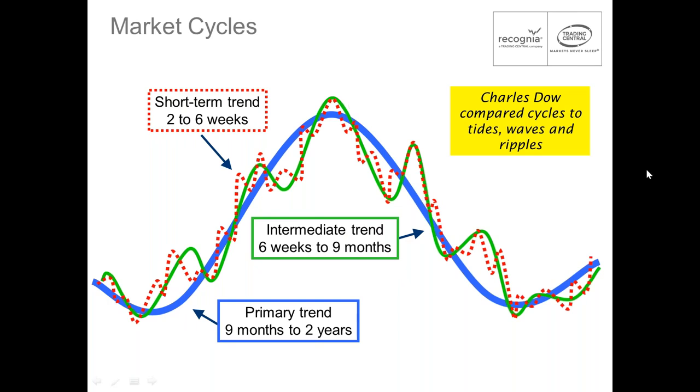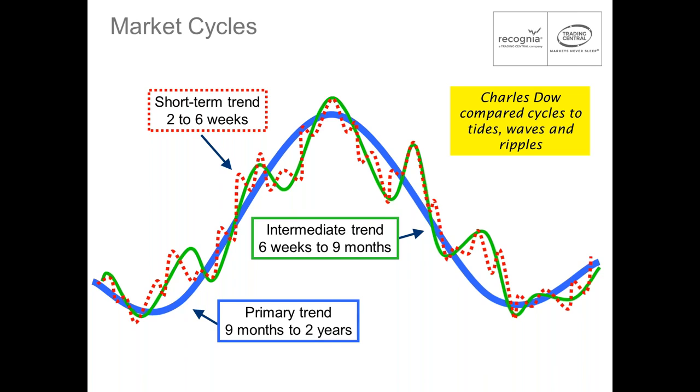And this is the same Dow we know from the Dow Jones Industrial Average. He was also the very first editor of the Wall Street Journal. But Charles Dow basically observed the stock markets back in the late 1800s, and he believed that things tended to move in cycles. And Dow identified three different market cycles that we should be aware of.